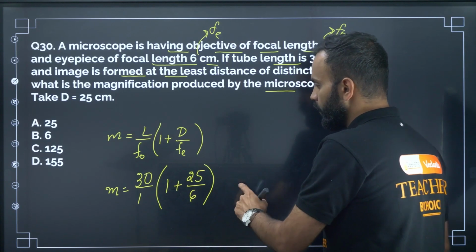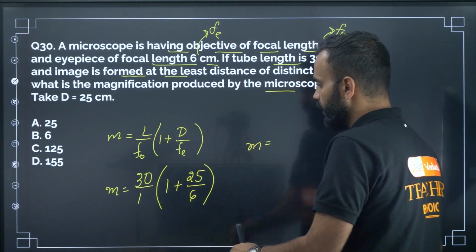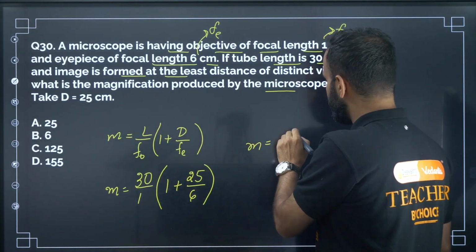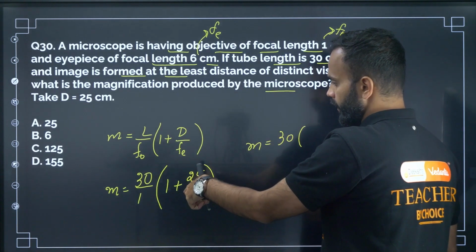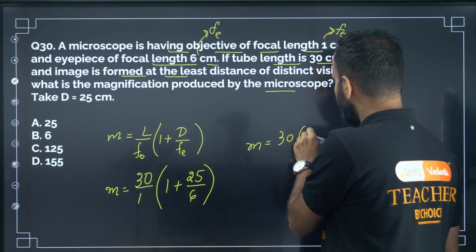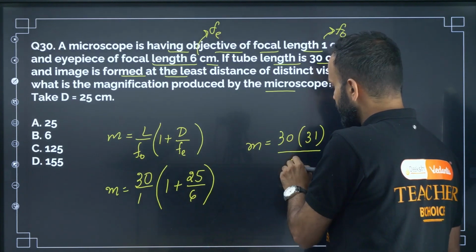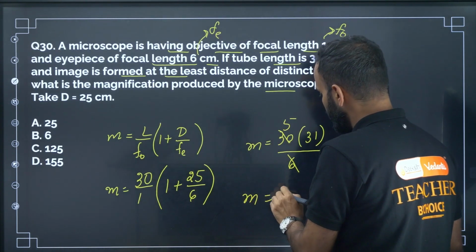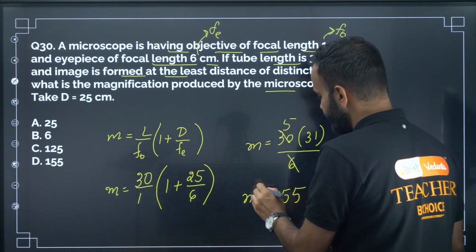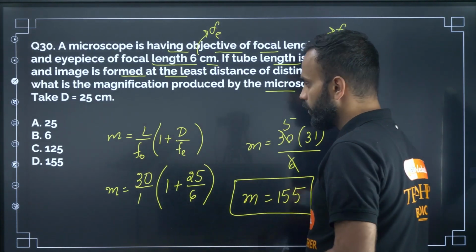So now M is equal to 30 into, here, 6 plus 25, 31 divided by 6. 6 5s are 30. So M equal to 155. So the correct option is D.